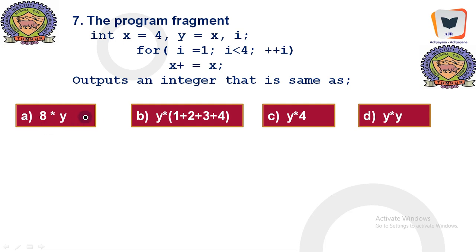Then we will say outputs an integer that is the same as 8 into y. So y is carrying whatever the value of x is in the initialization statement. Therefore y will have 4 in its store. Therefore 8 into 4 will be equal to 32. Therefore 8 should be the correct answer, because y into 4 will become 4 into 4, 16, and y into y is once again 4 into 4, that is also 16. So this is also not at all correct, because the computation doesn't happen like this, because the x will be incremented exponentially.